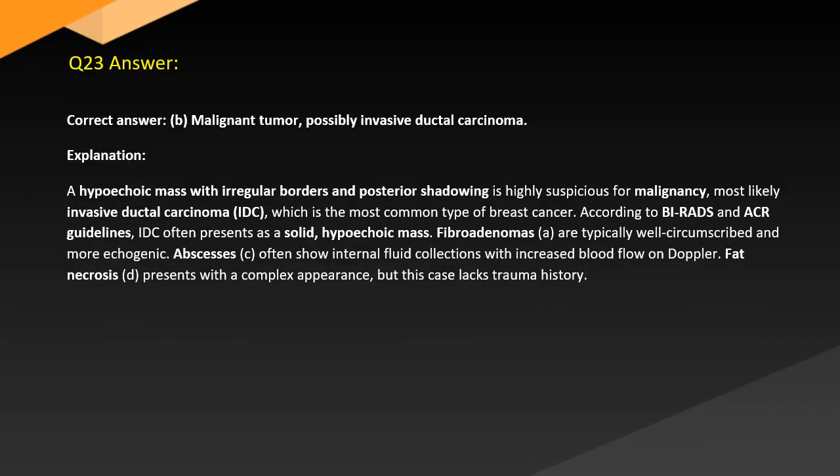Answer. Correct answer B. Malignant tumor, possibly invasive ductal carcinoma. Explanation: a hypoechoic mass with irregular borders and posterior shadowing is highly suspicious for malignancy, most likely invasive ductal carcinoma, which is the most common type of breast cancer. According to BI-RADS and ACR guidelines, it often presents as a solid hypoechoic mass. Fibroadenomas are typically well circumscribed and more echogenic. Abscesses C often show internal fluid collections with increased blood flow on Doppler. Fat necrosis D presents with a complex appearance, but this case lacks trauma history.